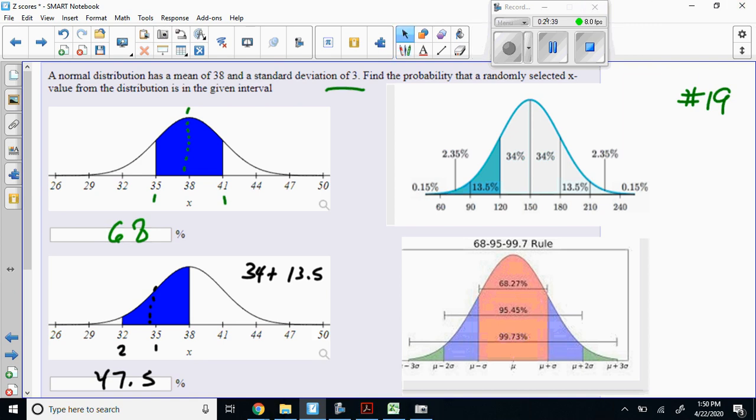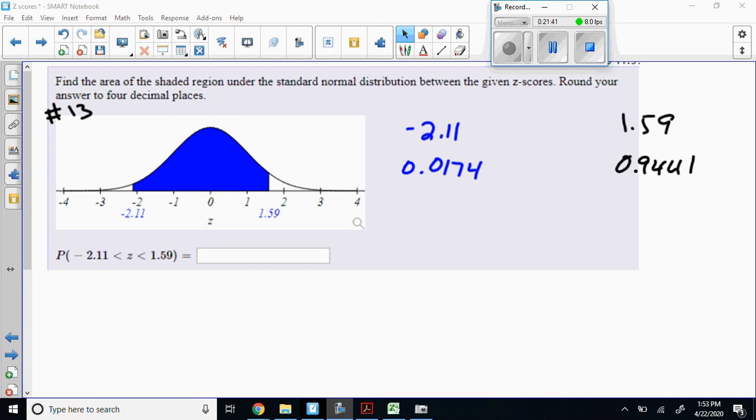Any questions? All right. So, this is number 13. And it said find the area between the two z-scores, right? So, I looked up negative 2.11, and I got 0.0174. And I looked up 1.59, and I got 0.9441. So, if the area between it, what it would be is 0.9441 minus 0.0174. Ladies and gentlemen, let's do it on the calculators.